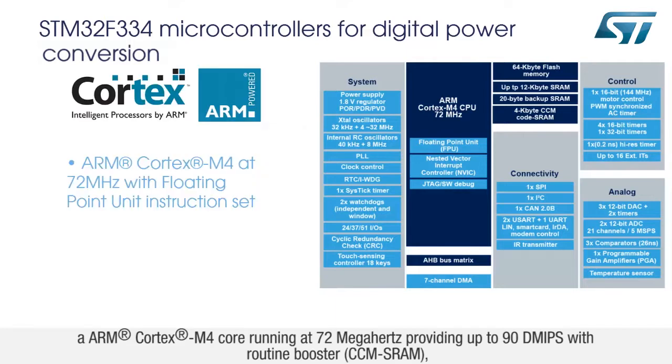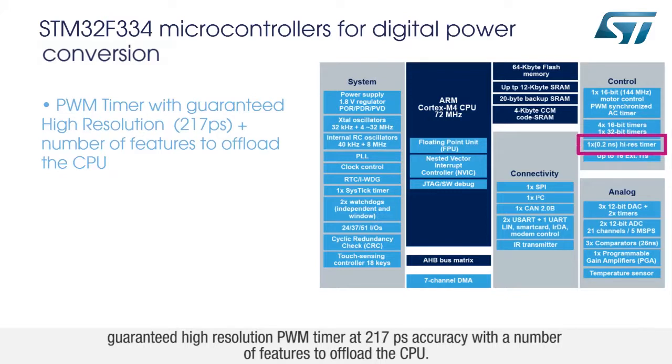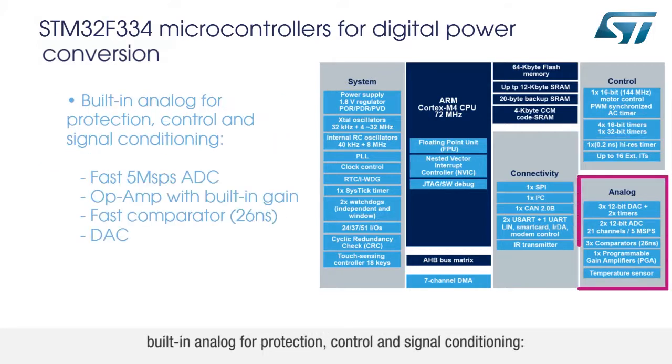The STM32F334 embeds an ARM Cortex-M4 core running at 72 MHz, providing up to 90 DMIPS with routine booster, CCM SRAM. Guaranteed high-resolution PWM timer at 217 picoseconds accuracy with a number of features to offload the CPU. Built-in analog for protection, control, and signal conditioning.